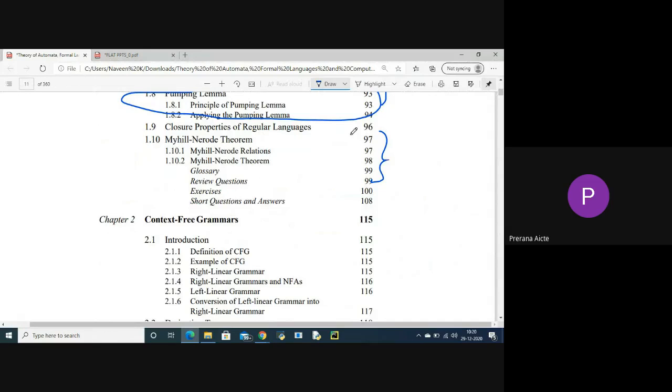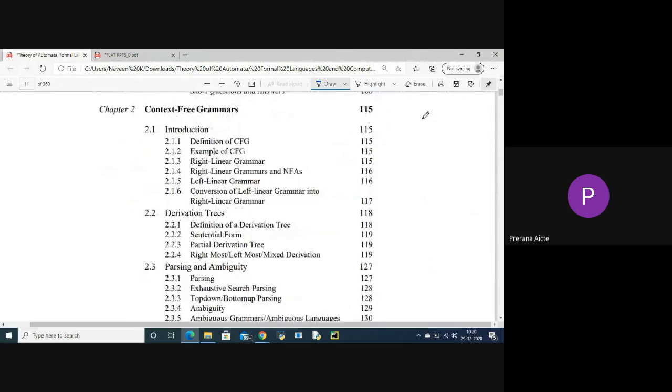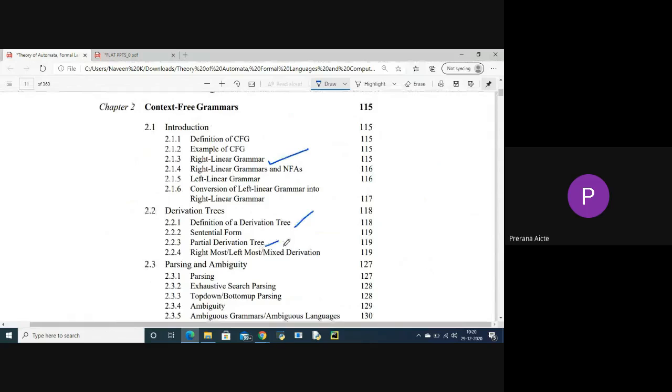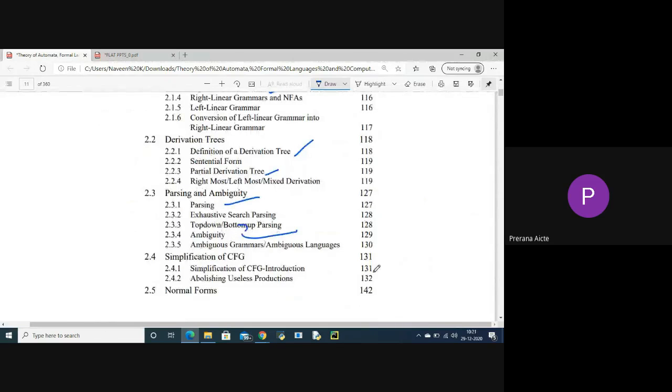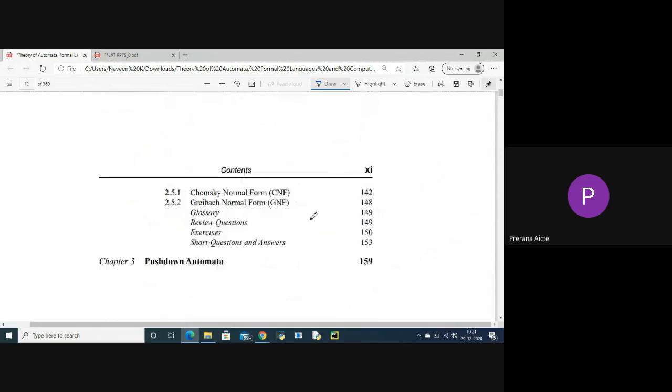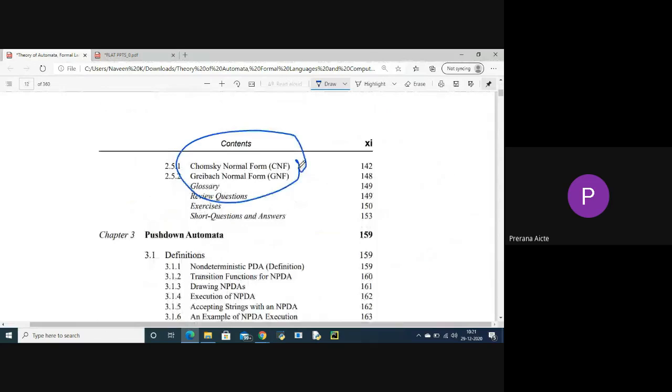Coming to the second unit, context-free grammar, there are questions like right linear to left linear grammar, derivation trees and parse trees, ambiguity, and how to eliminate ambiguity. One more important topic is simplification of context-free grammar, which reduces the number of productions in the given grammar by removing useless symbols, unit productions, and epsilon productions. And coming to normal forms, we have two normal forms, CNF and GNF. The question may ask you to convert the given grammar into CNF or into GNF.